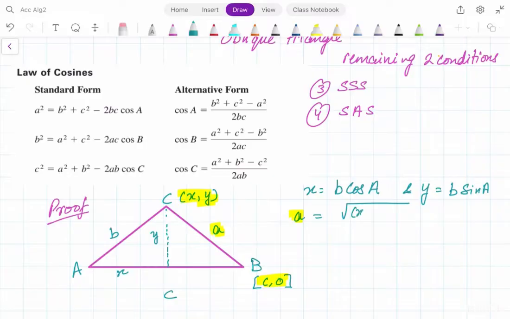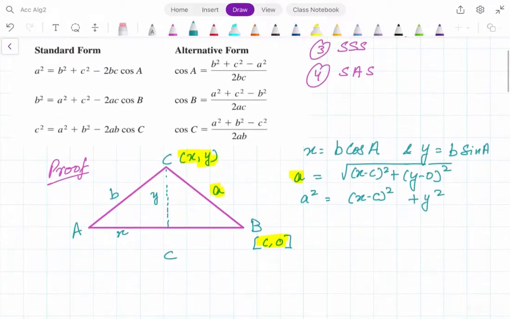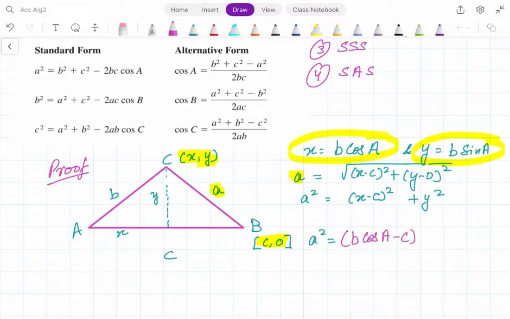If I have to find the distance between C and B, I need to use the distance formula: the square root of x2 minus x1 squared plus y2 minus y1 squared. That will give you this equation. If I square both sides, I will get x minus c whole squared plus y squared. Let's replace x and y with b cos A and b sine A. So we get b cos A minus c whole squared plus b sine A whole squared.